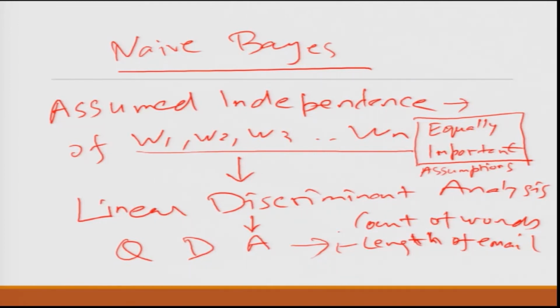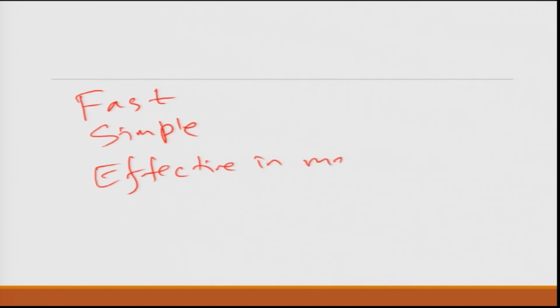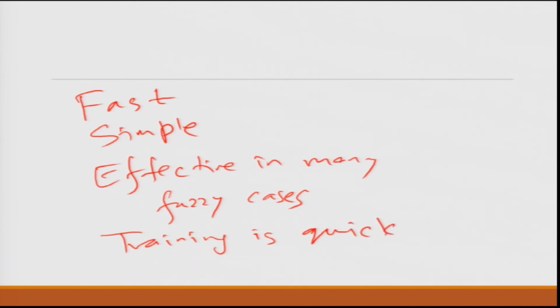But you need to be very clear that it is very fast, it is simple, and I would say also effective in many fuzzy cases. Fuzzy in the sense when the data is not very clear or accurate, it turns out to be very accurate. Also, training is quick. You do one basic sampling of your emails and it can smartly train itself. And also, if the data is noisy or there are a lot of missing values, with Laplace estimation, it tends to work pretty well.